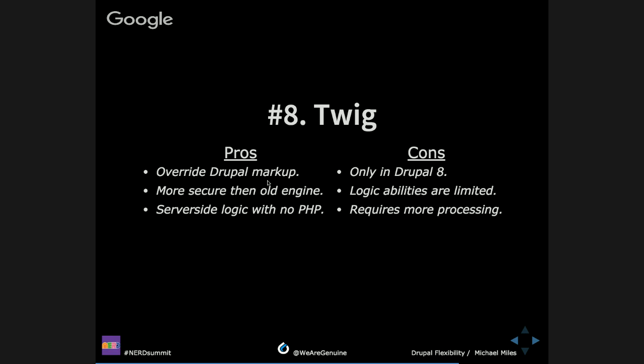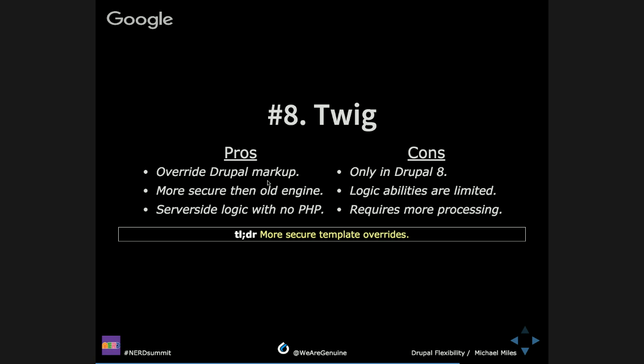And then finally, Twig requires a little more processing time than the template engine. This is because Twig files ultimately get compiled into PHP, which then gets rendered. And after it gets rendered, then it gets cached, and that cached version is sent to the user.